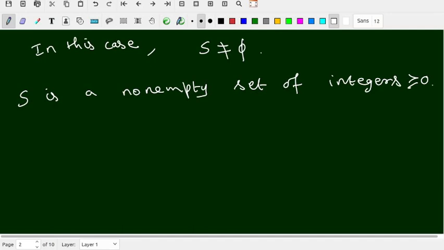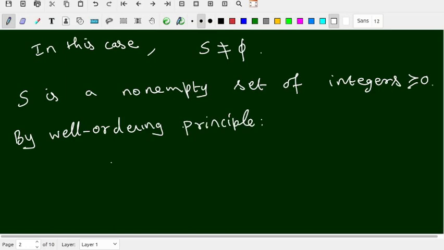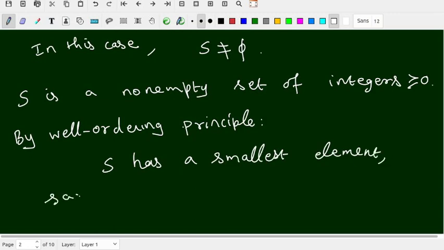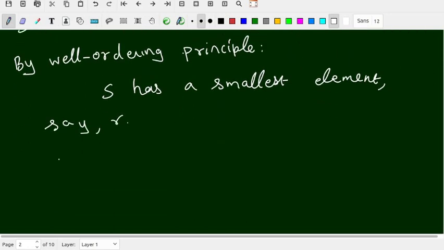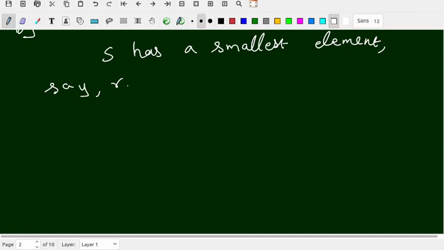So we can apply the well ordering principle on S. By the well ordering principle, S has a smallest element, say R. So R is a member of S.